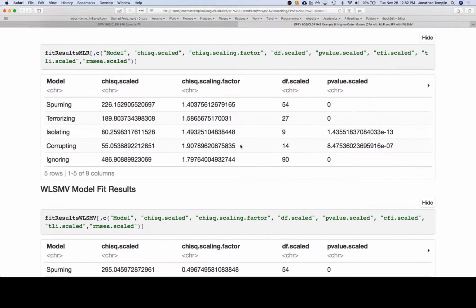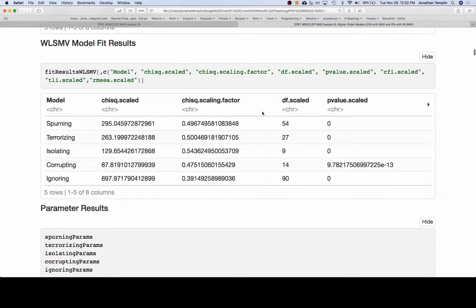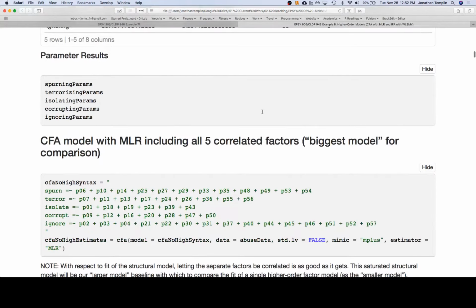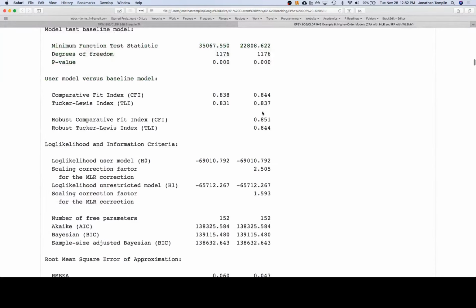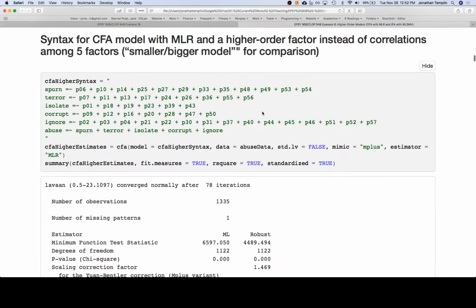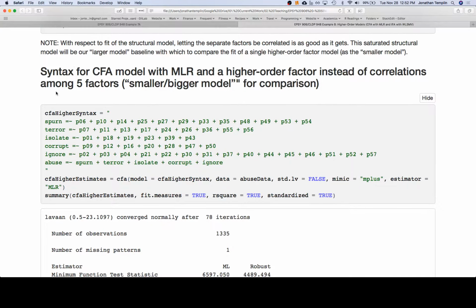Then we put all 5 together into our big model. We put all 5 factors in. We can then add a higher order factor, a higher order abuse factor. The way we do that is just like how we defined a factor previously: we take the name of the factor, in this case abuse, then equal tilde, and then we put the names of the other factors that we've defined after the equal tilde.